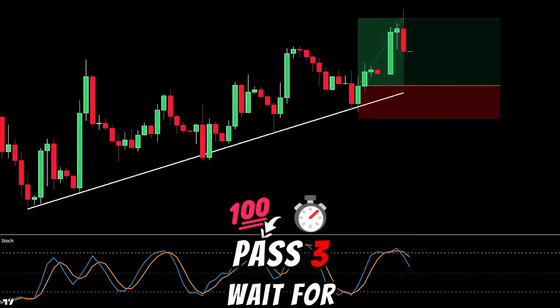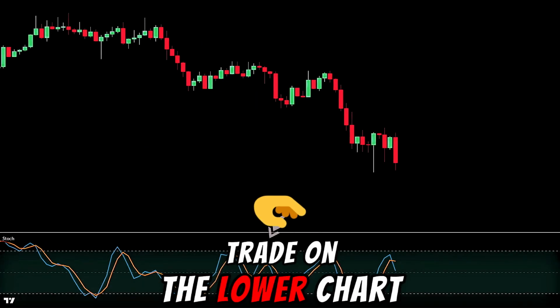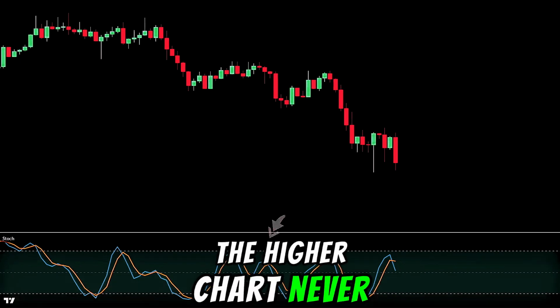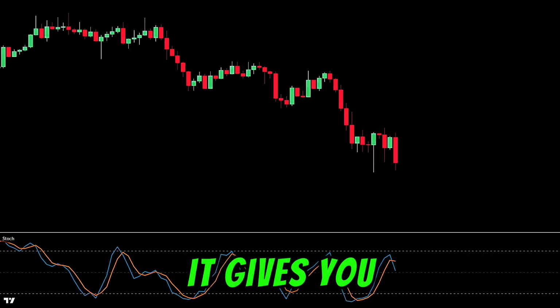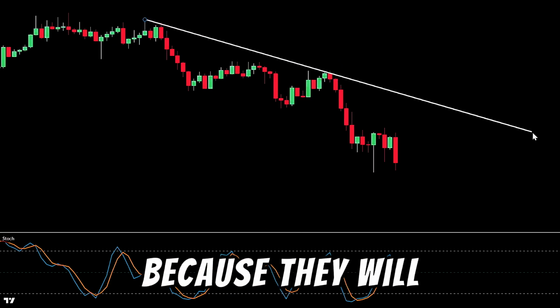Pass 3, wait for the trigger. Notice you only ever place a trade on the lower chart. The higher chart never gives you an entry. It gives you permission. And here's the rule for when the time frames disagree, because they will.